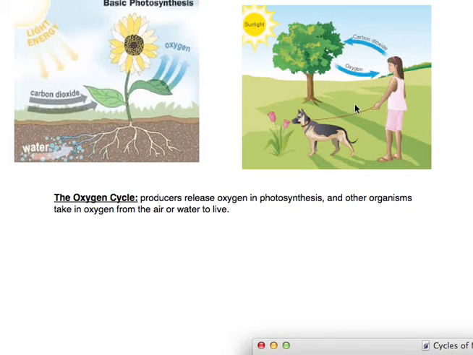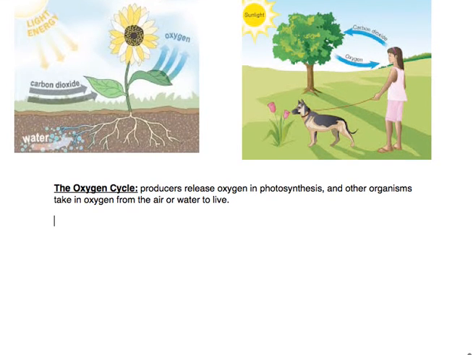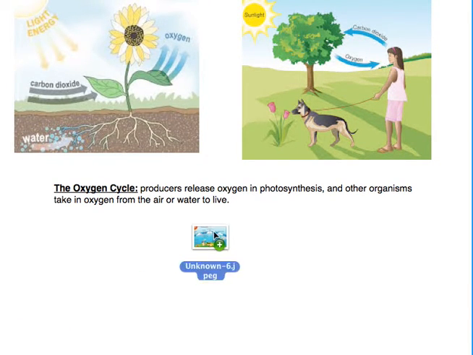Okay, so here we go. We're taking in oxygen, releasing carbon dioxide. Plants are taking in carbon dioxide and releasing oxygen. So they're very, very closely related. Here's one last picture. Oops, that's not the one I wanted to use.